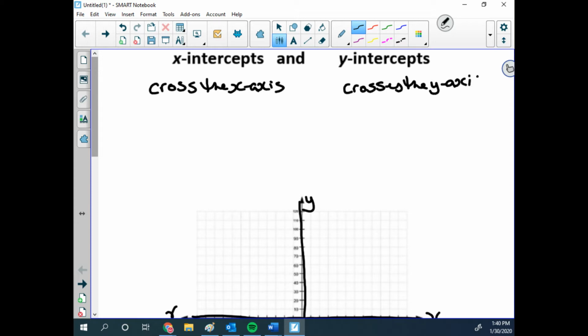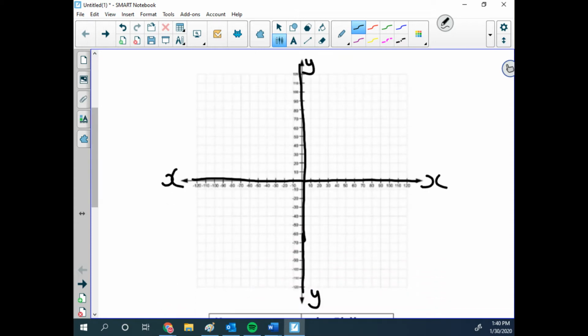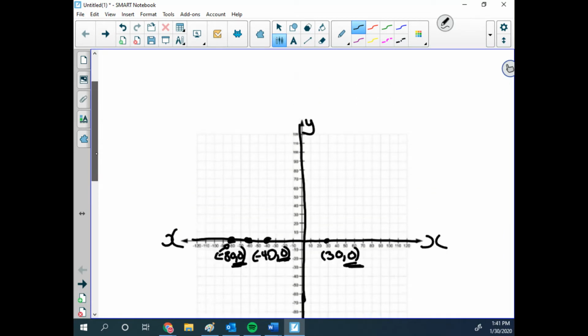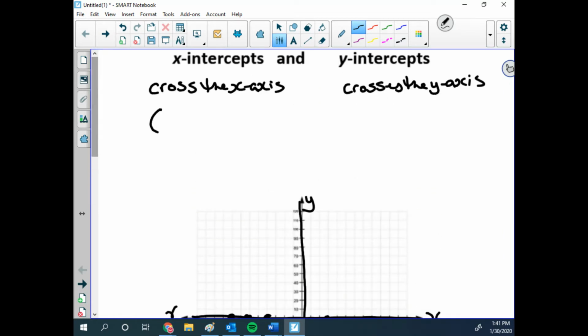A few things to remember about these points is that regardless of where my point is on this x-axis, each of these points would be like this, 30, 0. This would be at negative 40, 0. This one here would be, let's say, negative 80, 0. So regardless of what those points are, there's a commonality between all x-intercepts, which is that the y value is always going to equal 0. So an x-intercept is always going to look like some number, wherever it crosses the x-axis, comma, 0.